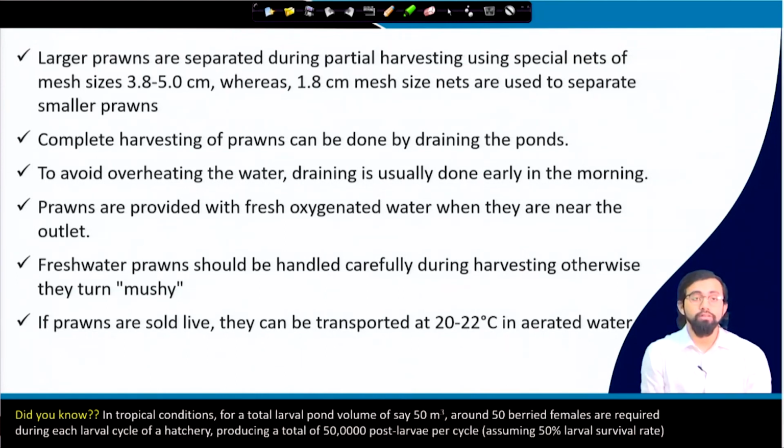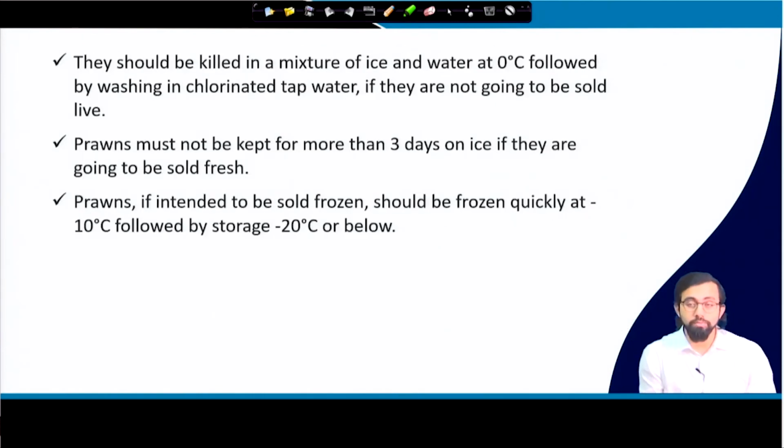Okay, so if prawns are sold live, they can be transported in aerated water at 22 degrees Celsius. Sometimes, if they are frozen or air conditioned, we can have proper ice chambers, or what is it called, cold storage vans and all. Okay, if they are not going to be sold live, they should be killed in a mixture of ice and water at 0 degrees Celsius, followed by washing in chlorinated tap water.